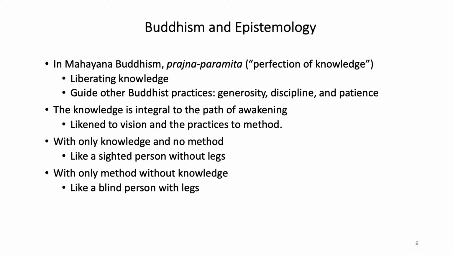If one has only knowledge and no method, one is said to be like a sighted person without legs. And if one has only method without knowledge, one is like a blind person with legs. It is through the cooperation of the two wings of knowledge, expressed in vision, and method, expressed in legs, that the path to awakening is traveled.